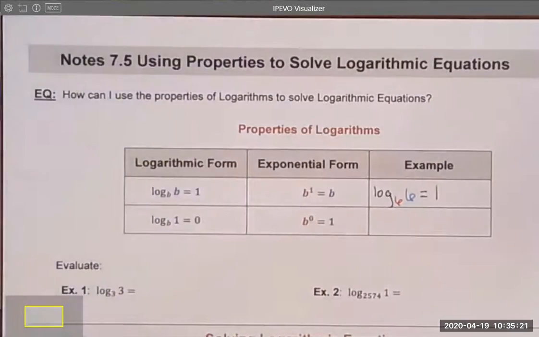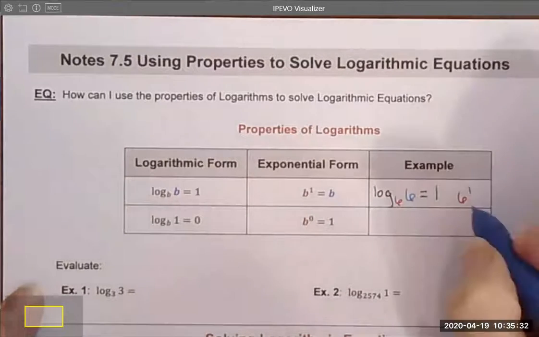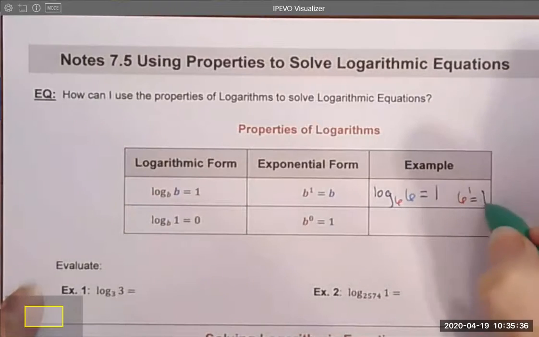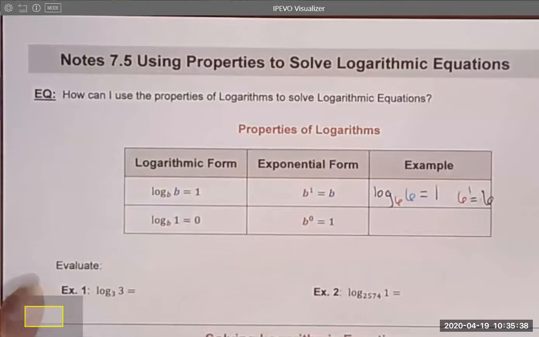So that's pretty straightforward. If I were to write it as an exponent, it would look like 6 to the first power is equal to 6. Better use my right column. There we go. So that's just how we can use that particular property, and as I said, it's pretty straightforward. So that's groovy.